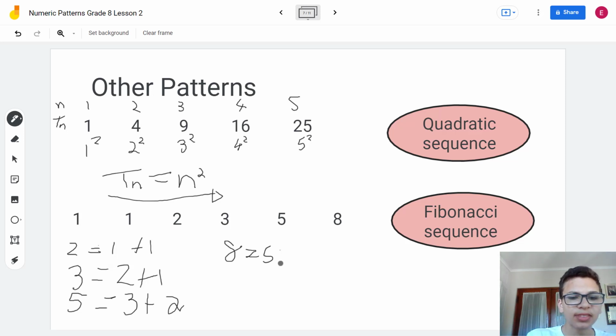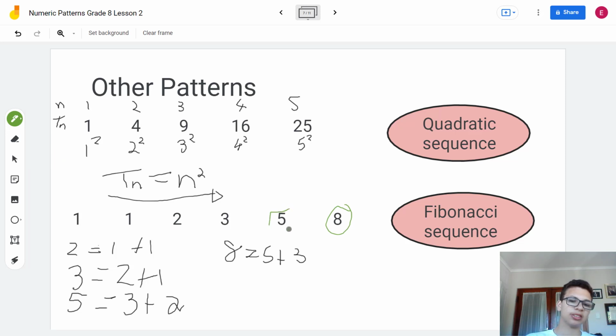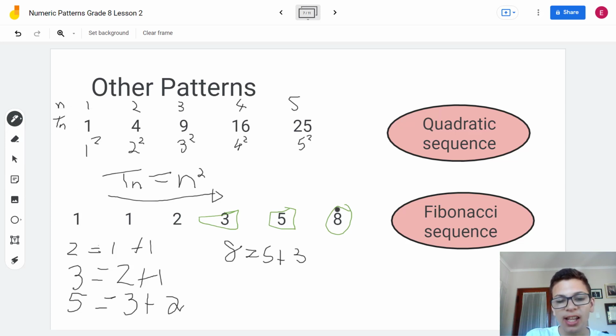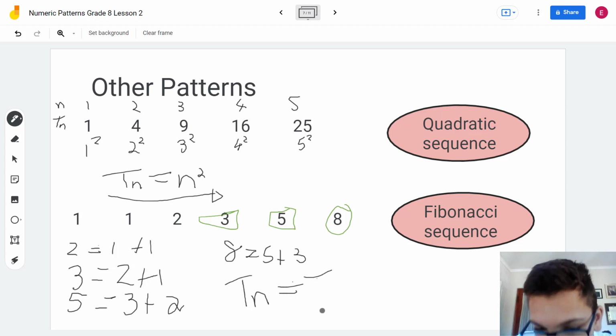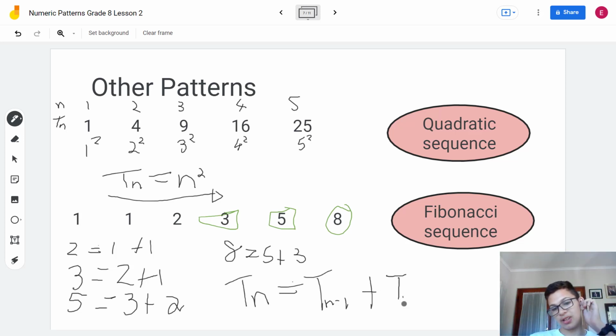So as you can see here, whenever we have a term, for instance 8, that equals this term 5 plus this term 3. 5 is equal to this term 3 plus 2. So it's always the nth term is equal to the sum of the two previous terms. So how do we write this? We say Tn equals Tn minus 1, so whatever that's the previous term, plus Tn minus 2. So that's the sum of the two previous terms.